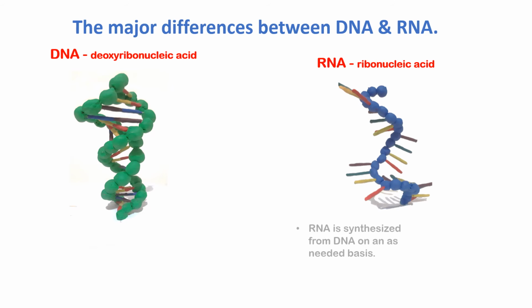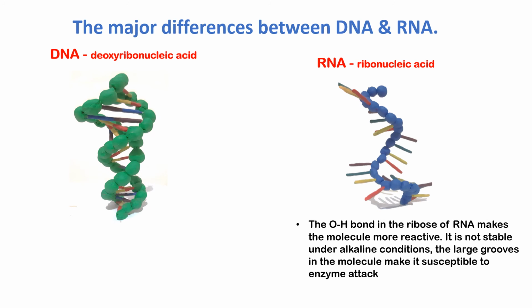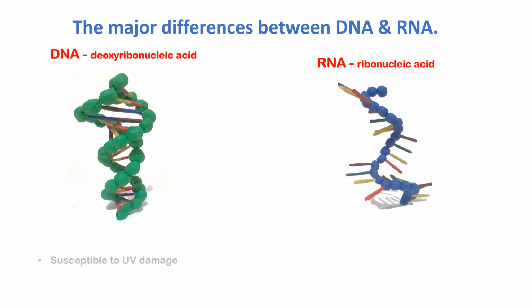DNA is self-replicating, and RNA is synthesized from DNA on an as-needed basis. The CH bonds in DNA make it fairly stable, plus the body destroys enzymes that would attack DNA. The OH bond in the ribose of RNA makes the molecule more reactive. It is not stable under alkaline conditions, and the large grooves in the molecule make it susceptible to enzyme attack. DNA is susceptible to UV damage, while RNA is resistant to UV damage.